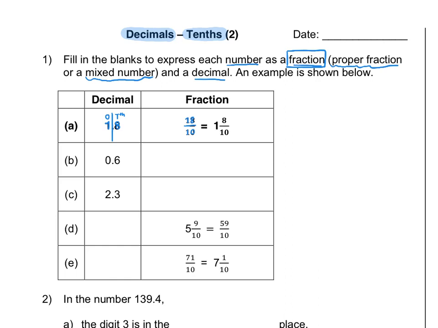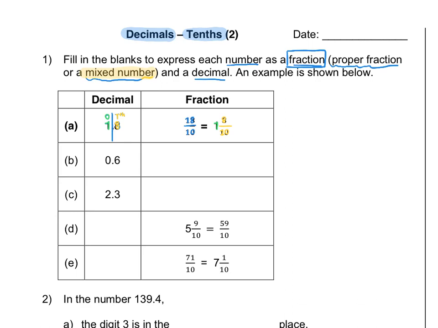But in this case, the question wants us to express it as a mixed number. They do not want it as an improper fraction like this. So therefore, we have to do the conversion. Okay, so how do we do it? We know that it is 1 whole, and 8 tenths. How do you write 8 tenths as a fraction? 8 tenths is simply 8 out of 10 equal parts. And therefore the answer is 1 whole, 8 tenths. Let's go on to part B.